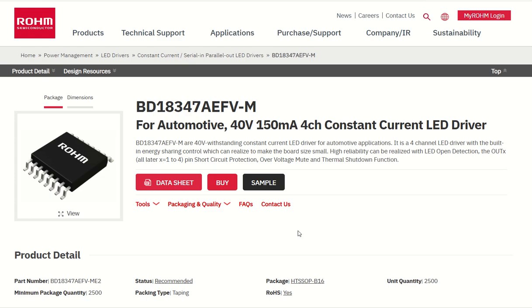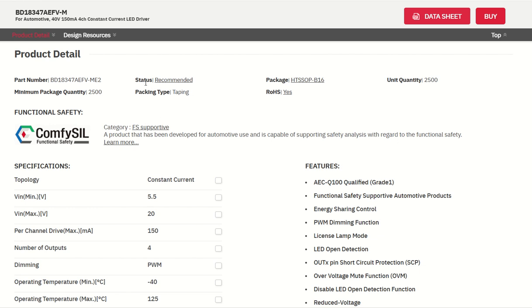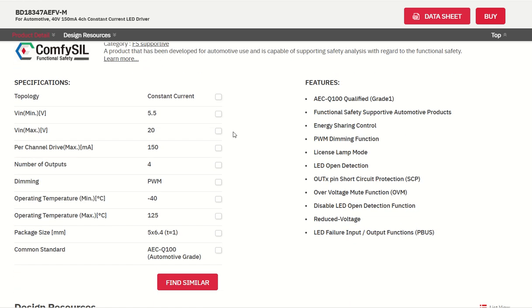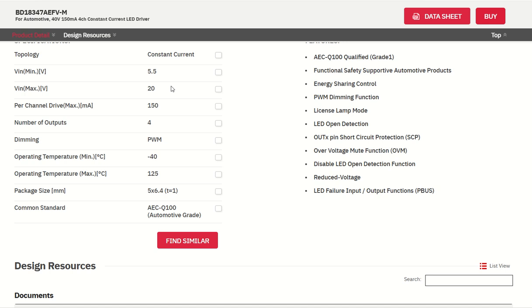If I open this particular web page of ROHM Semiconductor, from where I have taken this constant current LED driver, it is BD18347AEFV-M. Okay, so if you see, it is recommended for new design, that is given here. It has minimum and maximum input voltage of 5.5 volt and 20 volt. Current per channel is 150 milliamperes. Number of outputs are 4. It has a dimming option, which can be through PWM, and all other things are there.